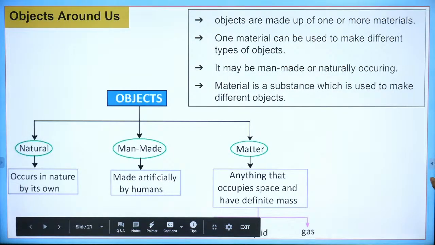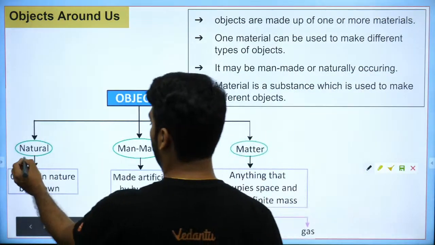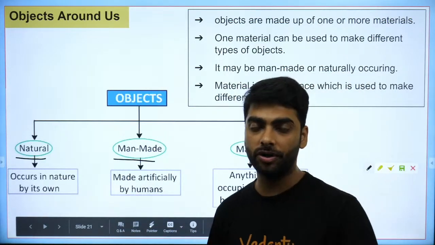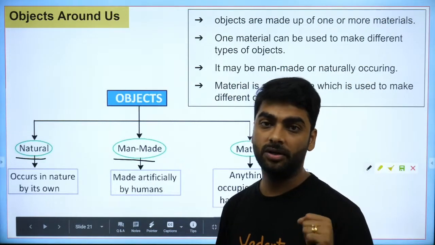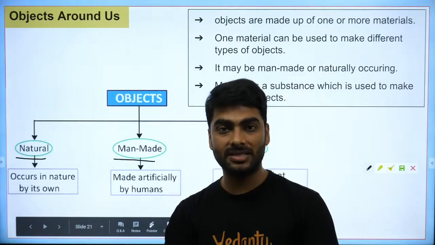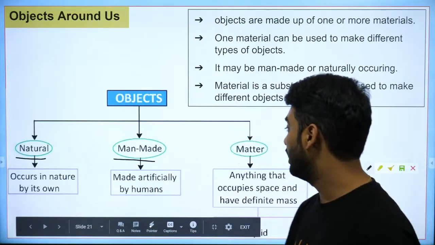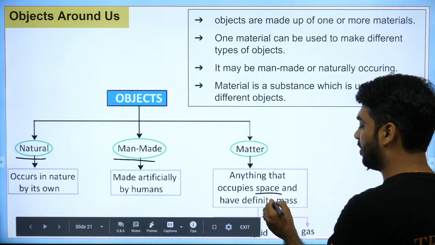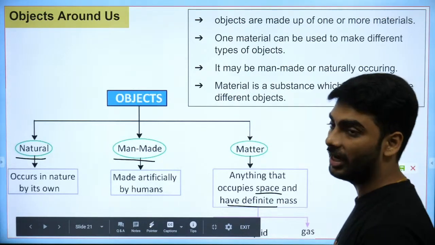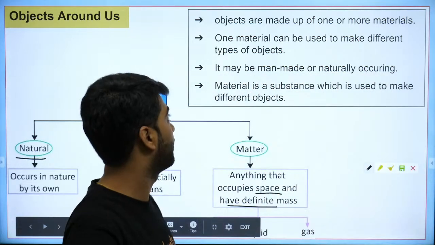Next, talking about sorting materials into groups. Over here you have got objects that can be classified as natural or man-made. Natural is the one which comes from nature, like wood, rubber, leather, and one which is man-made, like glass, it's man-made. Apart from that, your plastic, it's man-made. And matter: anything that occupies space and has a definite mass is called matter. Matter can be solid, liquid or gas. Solid, ice; liquid, water; gas, steam or vapor.